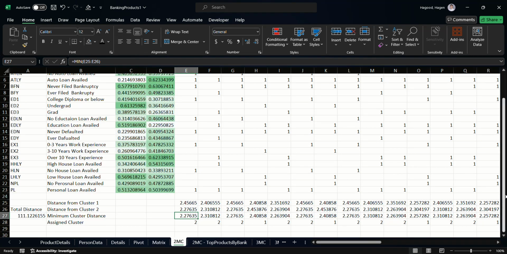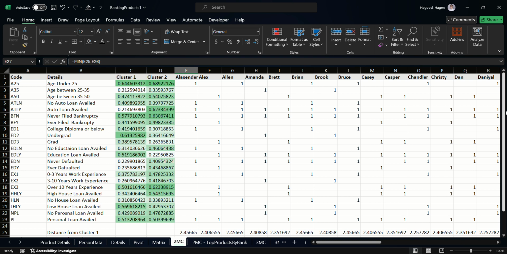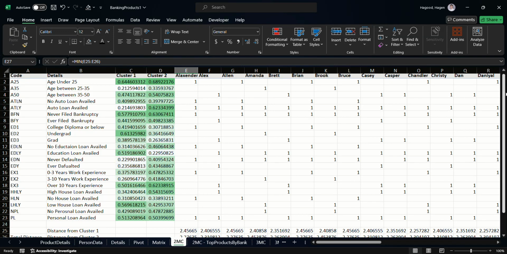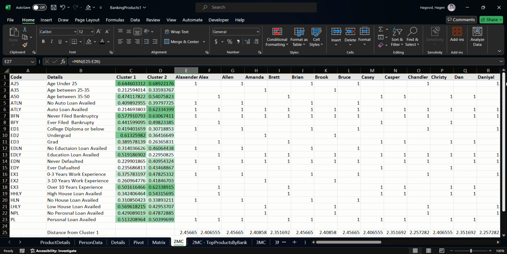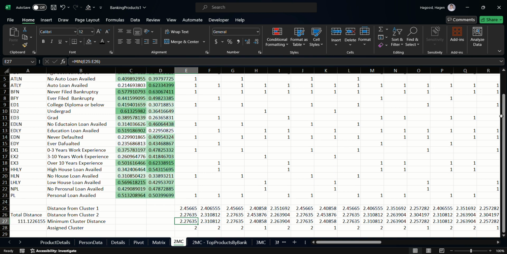To start, I created 2 clusters. We were supposed to calculate for 2 clusters, 3 clusters, and 4 clusters, and then see which worked the best for us. So I calculated the distance from each cluster by using the square root, the sum. I did that for cluster 1 and cluster 2. Then I calculated the minimum distance by using the min function.